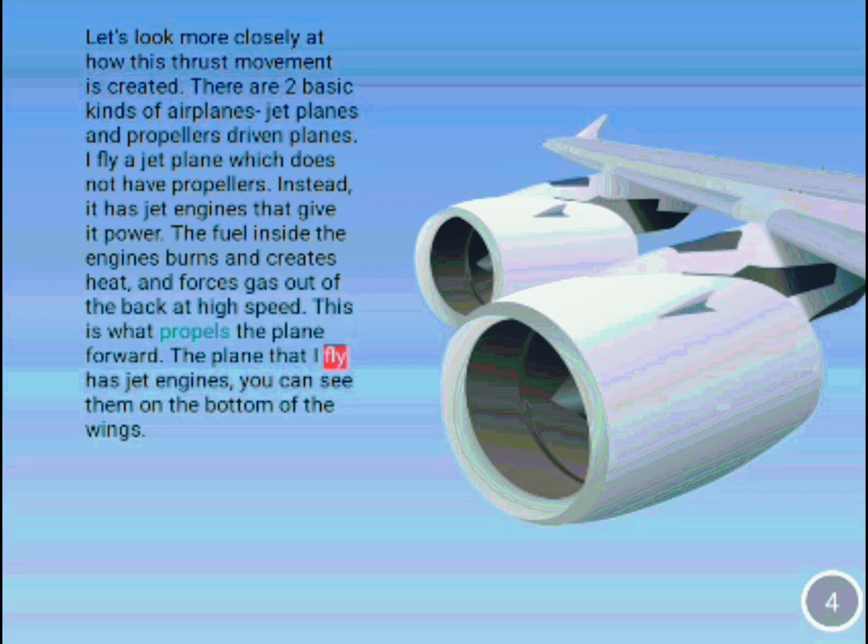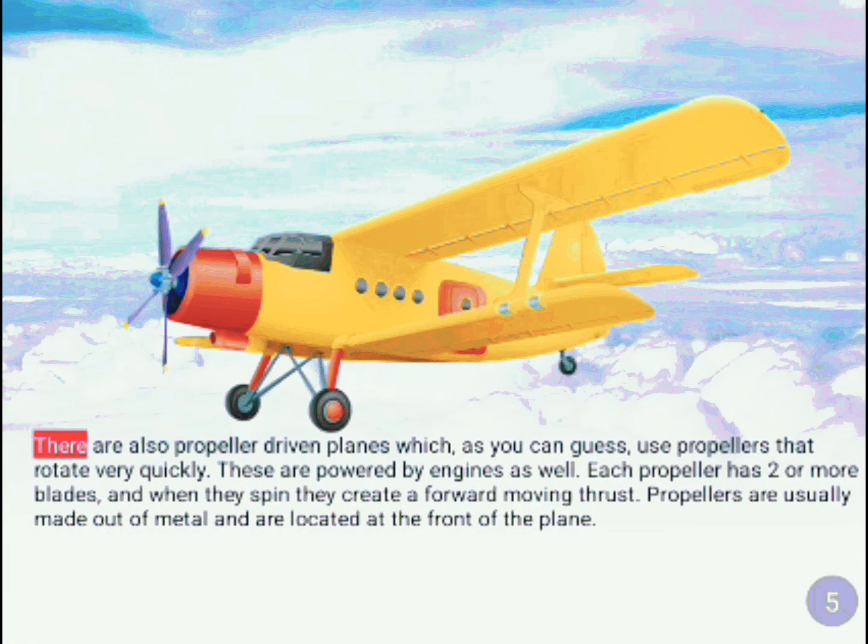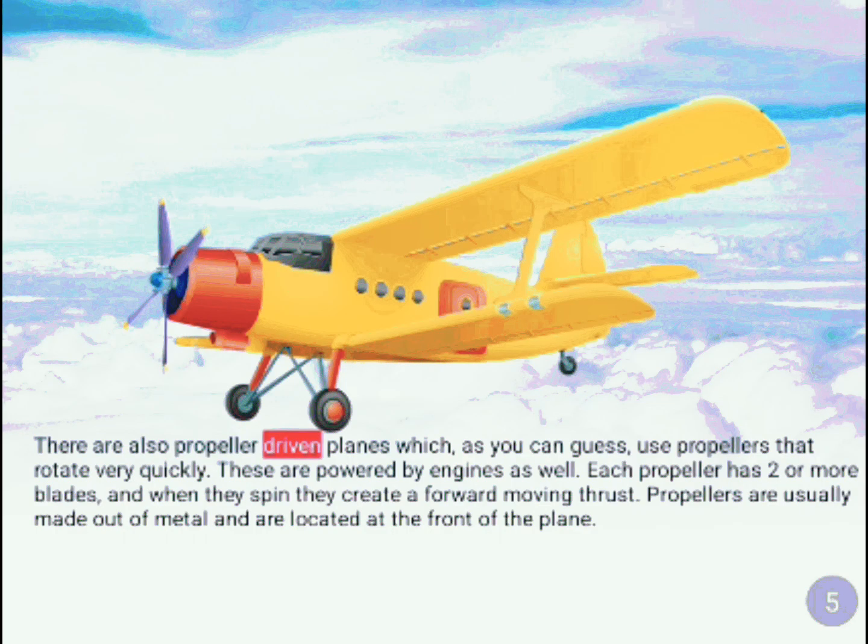The plane that I fly has jet engines. You can see them on the bottom of the wings. There are also propeller-driven planes, which, as you can guess, use propellers that rotate very quickly. These are powered by engines as well. Each propeller has 2 or more blades, and when they spin, they create a forward-moving thrust. Propellers are usually made out of metal and are located at the front of the plane.